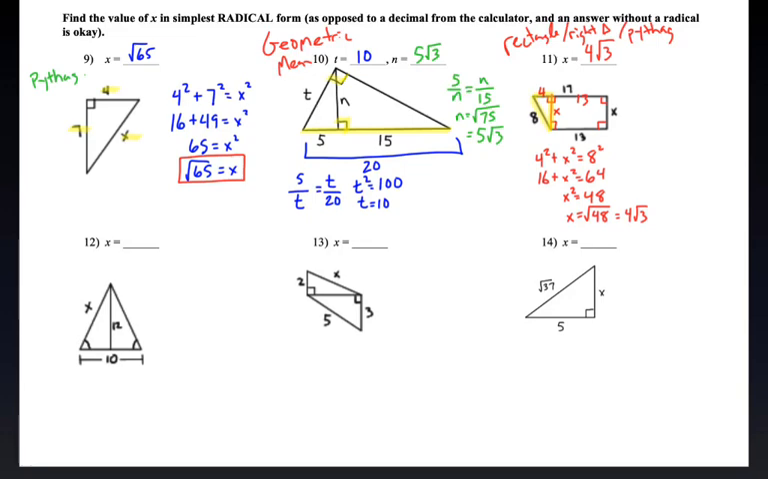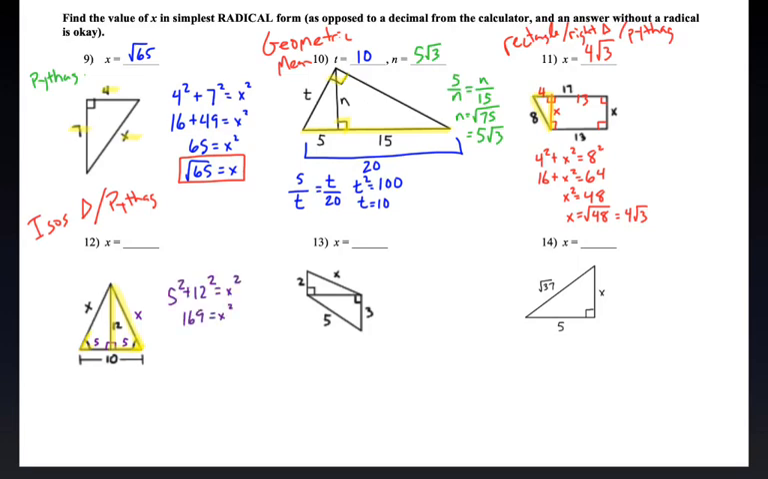Number 12. This is an isosceles triangle. How do I know it's an isosceles triangle? Well, because opposite those two congruent angles have to be two congruent sides. So if that one side over there is x, that is 2. 12 is an altitude, so it splits that in half. That makes that 10, 5, and 5.